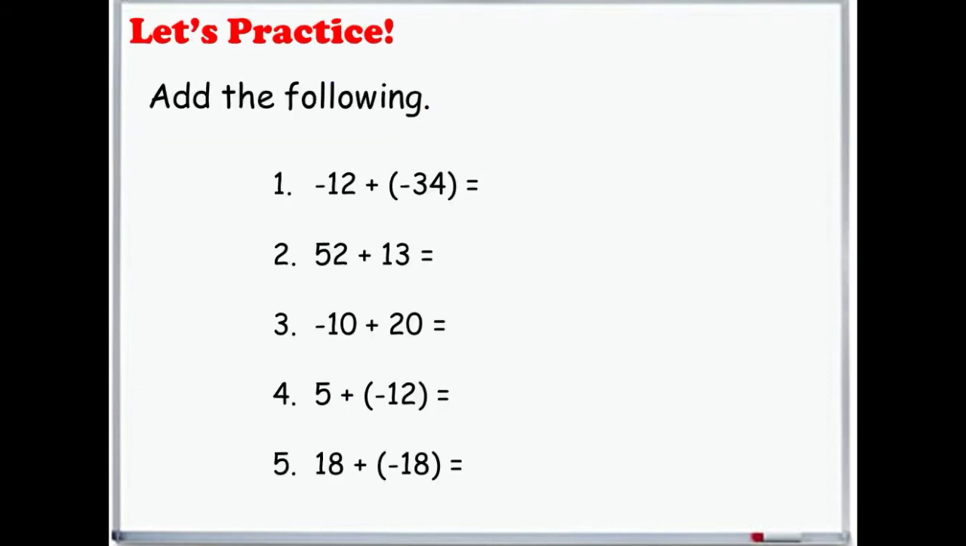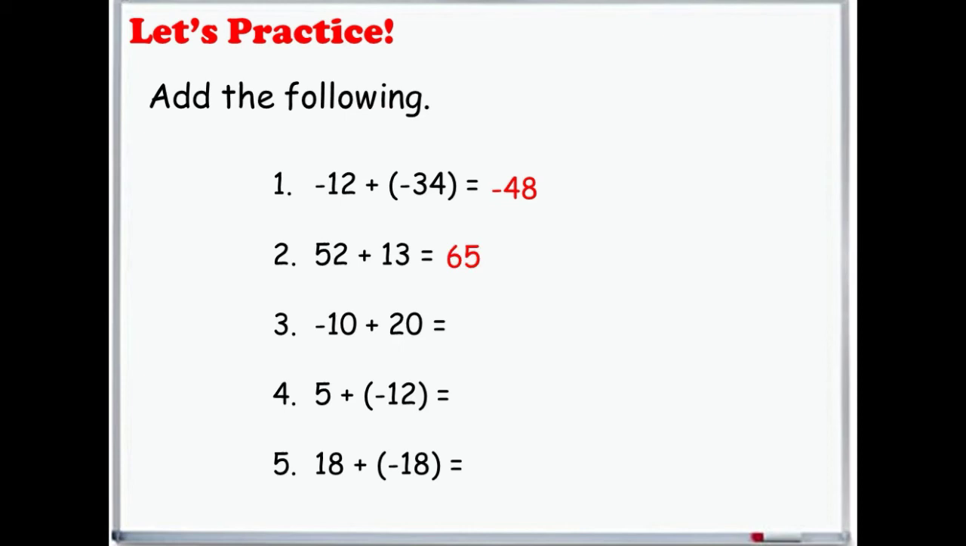Let's have a practice. Add the following. For number 1, you have negative 12 plus negative 34. So again, for number 1, we are having same sign. So the answer must be negative. Parehong negative, ang sagot natin ay negative din dapat. So we have negative 48. For number 2, 52 plus 13, that is 65.